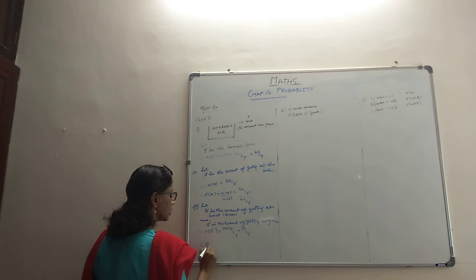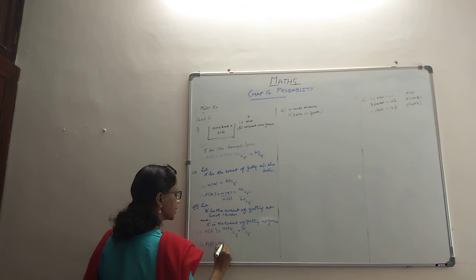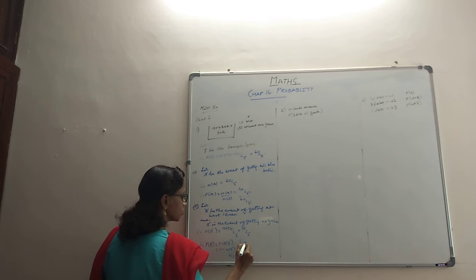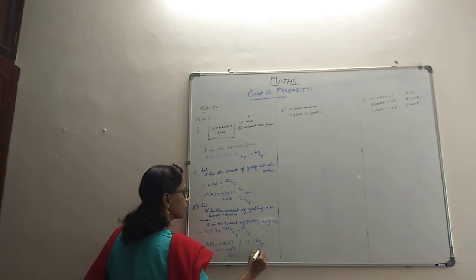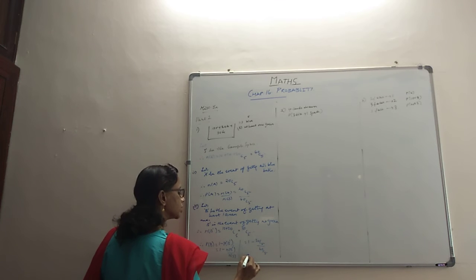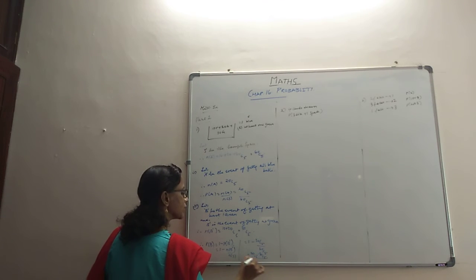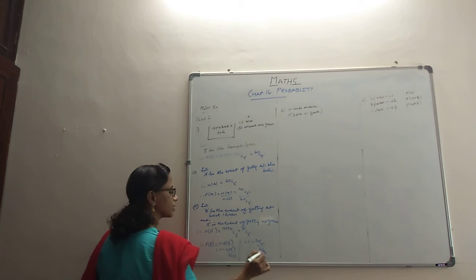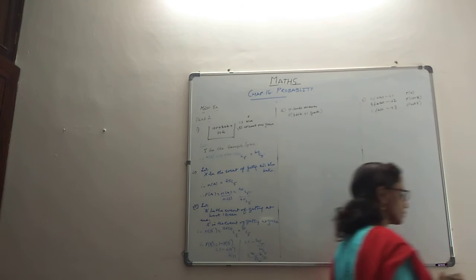So what is your required probability? Probability of B is 1 minus probability of B dash, which is 1 minus n of B dash by n of S, that is 1 minus 30 C5 by 60 C5. You can leave it here, or you can write it as 60 C5 minus 30 C5 by 60 C5. That's the answer.